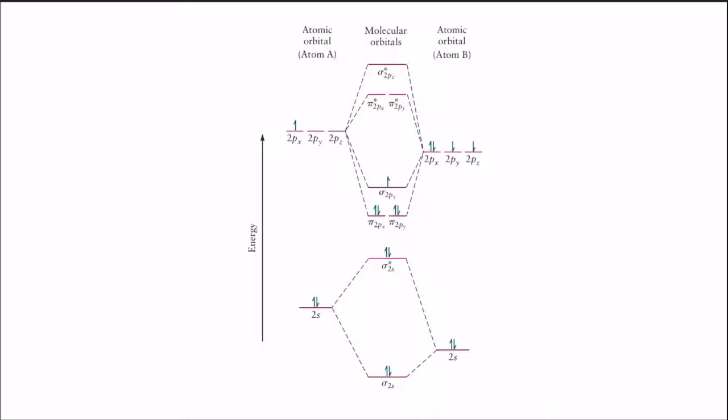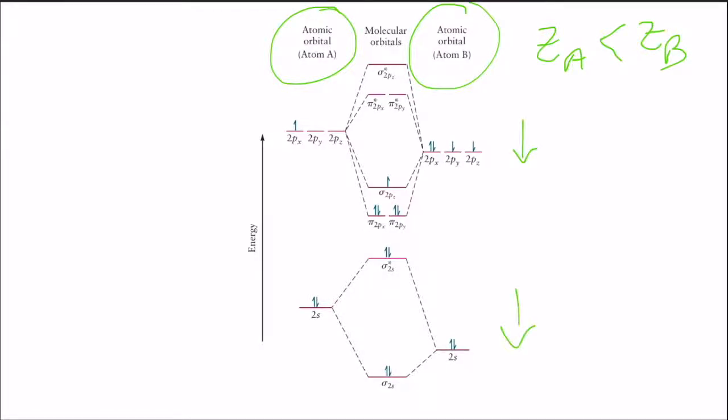So again, to summarize, atom A is less electronegative, atom B is more electronegative, let's say higher Z. So the Z of atom A is less than the Z of atom B. And so that means that the p orbitals have moved down, okay? And so these interactions are less strong. If you notice, the amount of energy that went down here and here is smaller. It's much larger when they're equal in energy, okay? So homonuclear diatomics have stronger bonds.